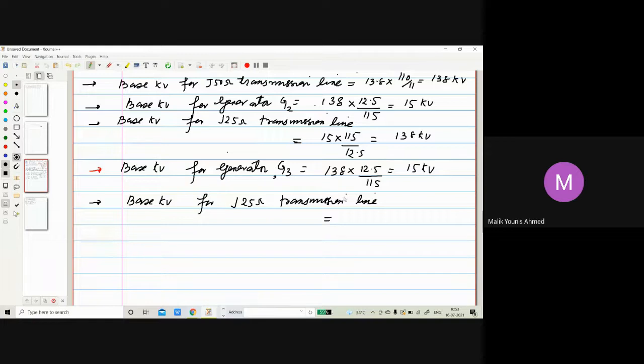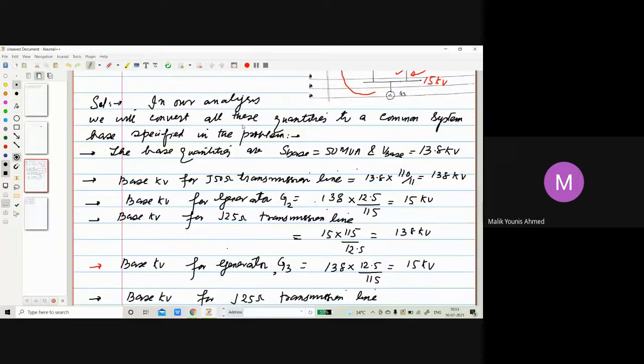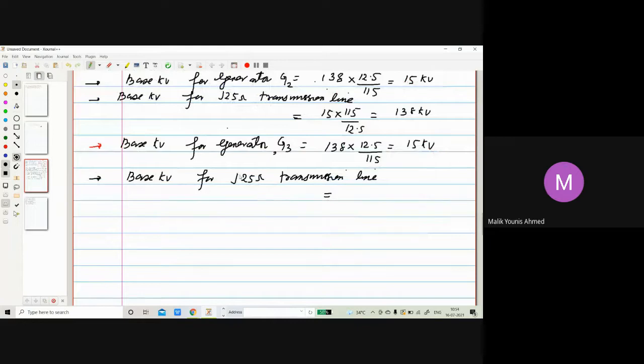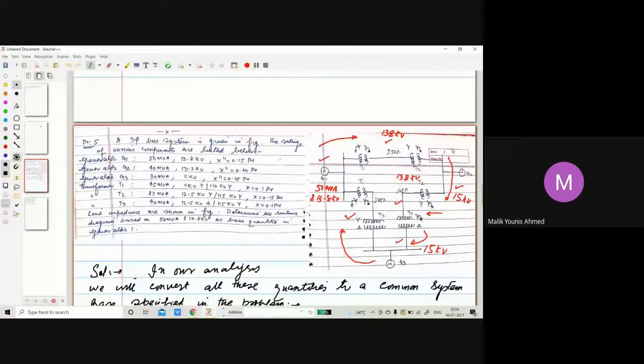Okay. So now again you can see T3 again has the same ratio, 12.5 by 115. In this case 15 will match 12.5, so the primary side of this transformer is 12.5, secondary is this. So that will be 15 multiplied by 115 by 12.5. Very simple. That will come out to be 138 kV. So you can very clearly see the base kV here, up to the T1 transformer, is again 138 kV. So we have got the base kV here also.